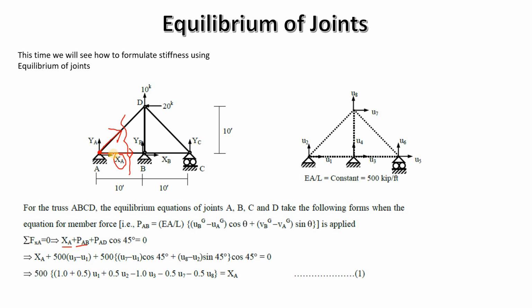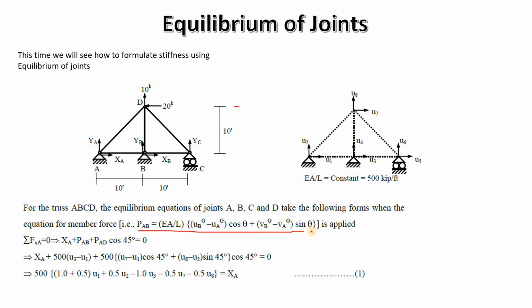On the other hand, we have the AD member, which is a 45 degree member, and we can easily figure out the angle because the dimension of the truss is given here. So right over here we have PAD, and since this is along the inclined angle of 45 degrees, it is going to be cos theta, or cos 45 degrees. So plus PAD cos 45 degrees equals 0. Now this is where the equation comes into action. We're going to replace PAB and PAD with this equation.